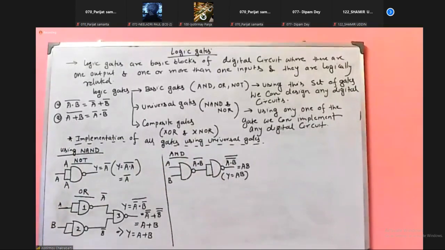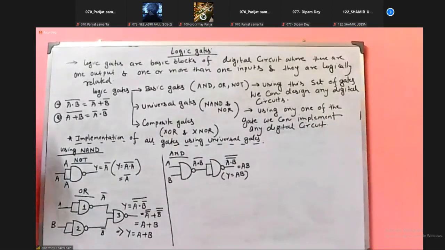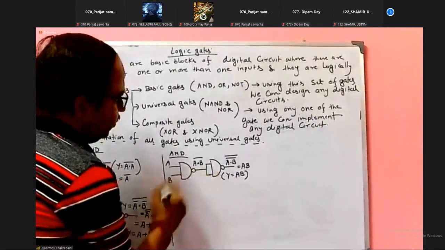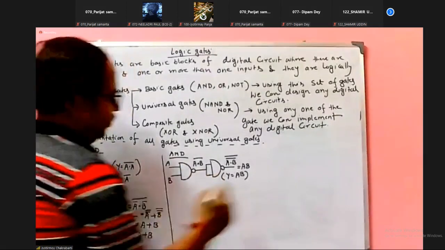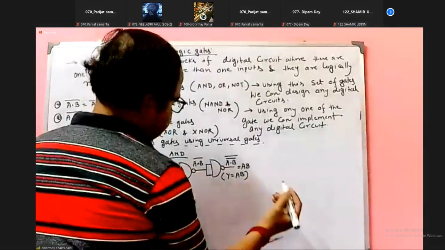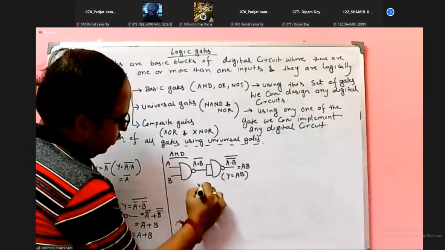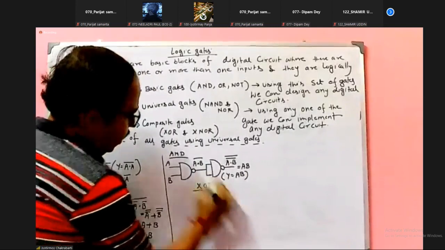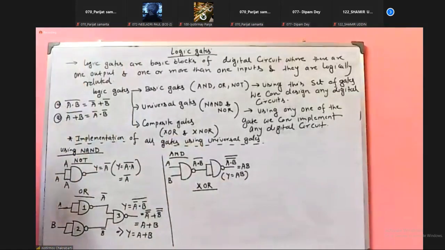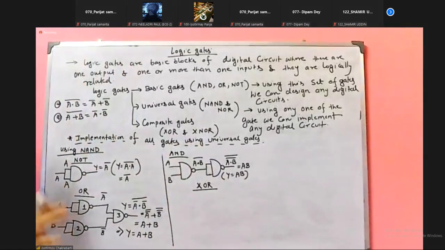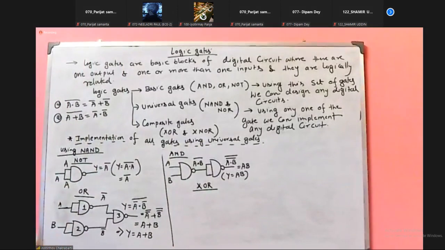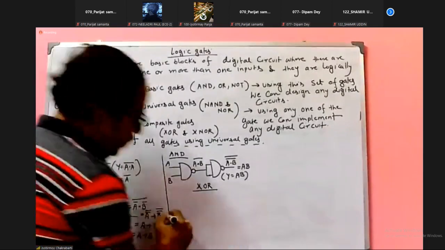What is our XOR? XOR is whatever I am doing, that is using the minimum number of NAND gates. Okay, so 7 gates will be required for this circuit. Please keep in mind.